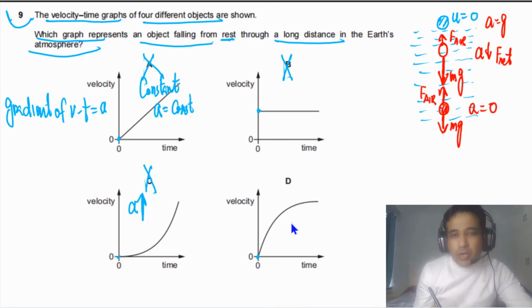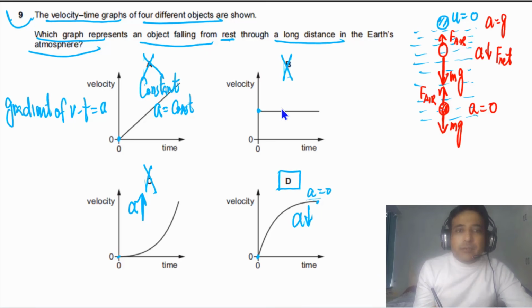Now if you look at this one, the gradient is decreasing with time, so it means acceleration is decreasing with time. And finally the ball has reached terminal velocity, so acceleration is 0 because the gradient of this line is equal to 0. So the answer for this question is D.